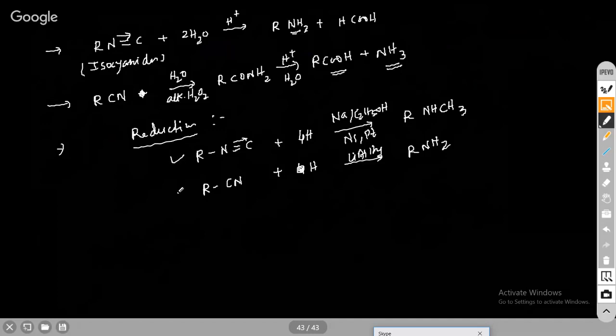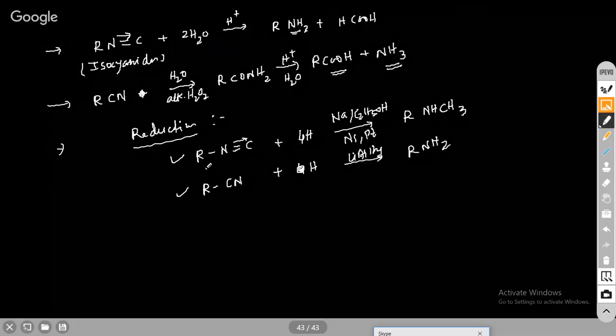So there are a few differences we have. Those are important, and questions have been asked on these two. Okay, there are some more reactions of cyanide and isocyanides given in the book that you can go through, but those are not that important. Okay, so this is it for amines chapter.